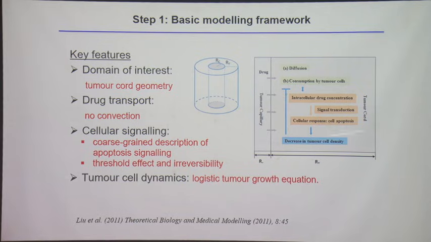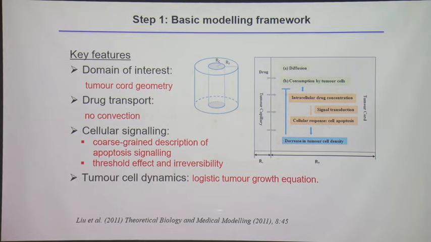And then if you look at these schematic diagrams, we only consider diffusion at the top, and then the consumption by the tumor cells, and this is determined through this bit. So you still need to have the intracellular drug concentration, but then include the signal transduction, and that predicts the cellular response, in terms of the cell apoptosis. And then eventually it feeds back into a reduction in the tumor cell density.